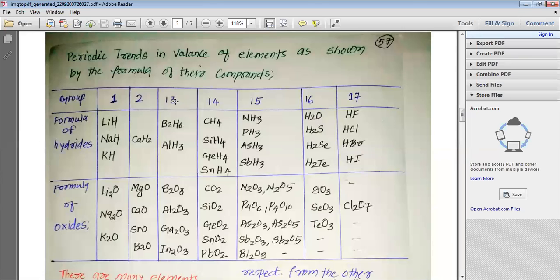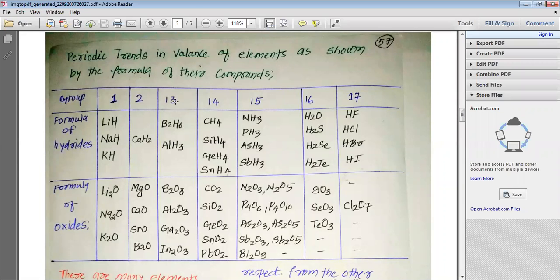Same way for group number 14, the valence should be considered as 4. So four hydrogens are needed with one element. So you can see CH4, SiH4, GeH4, SnH4. Same way for +4 oxidation state, 2 oxygen would be needed. So CO2, SiO2, GeO2, SnO2, and PbO2. The valence for group 15 would be, let us say, 3. So for making hydrides, 3 hydrogens are needed. So NH3, PH3, AsH3, SbH3.